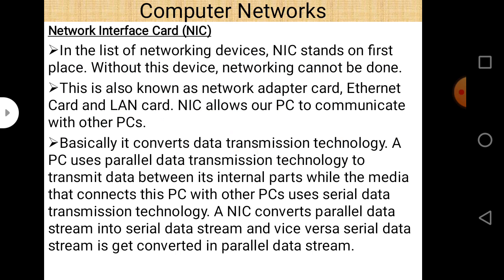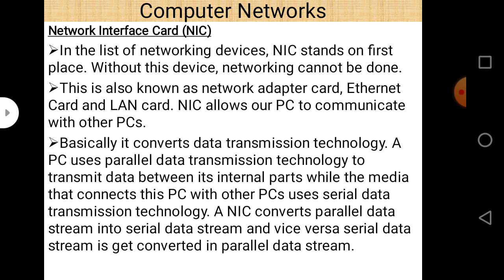And when we want to share data from one computer to another, the method used for this is serial data transmission. So the technology is serial data transmission, and the NIC card basically converts parallel data stream into serial data stream and serial data stream into parallel data streams. So these are the three important points.